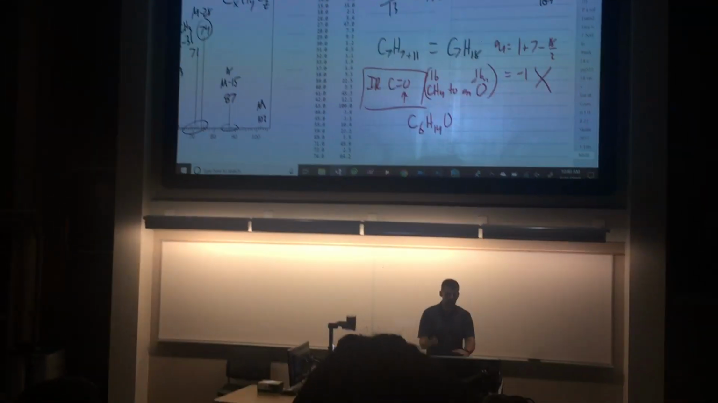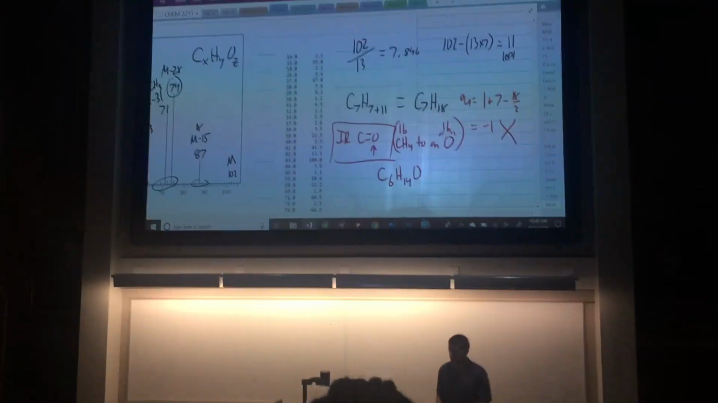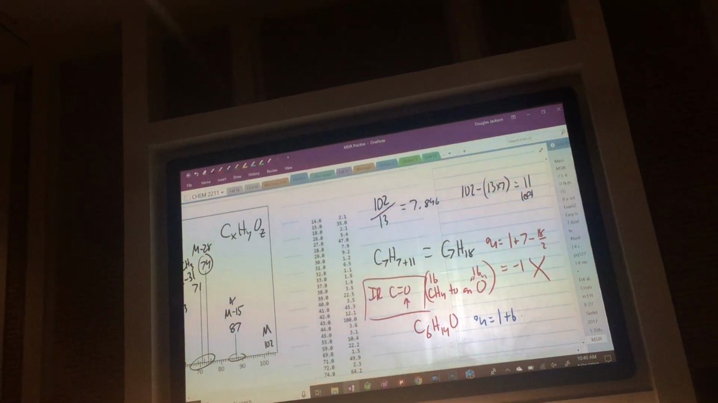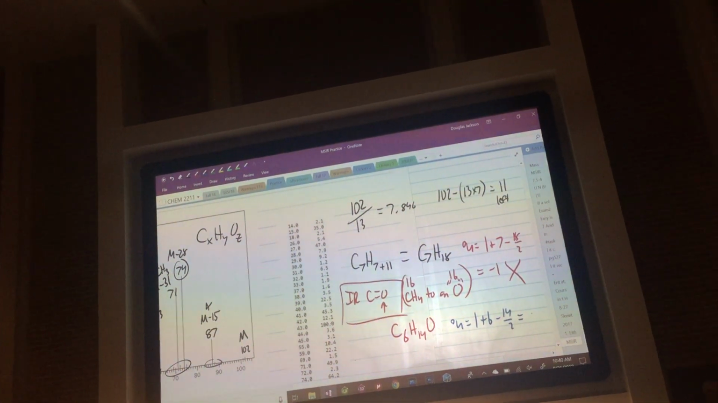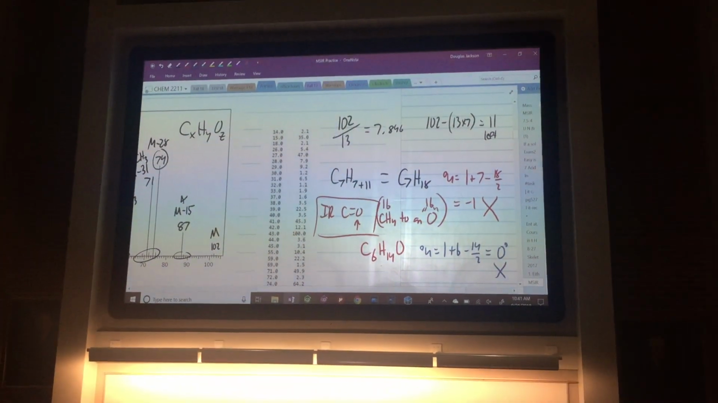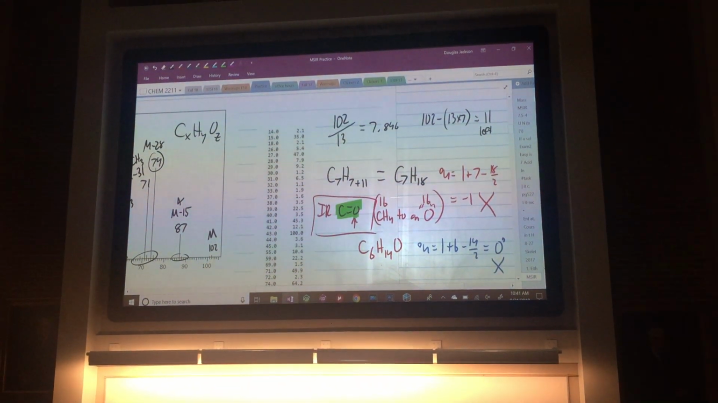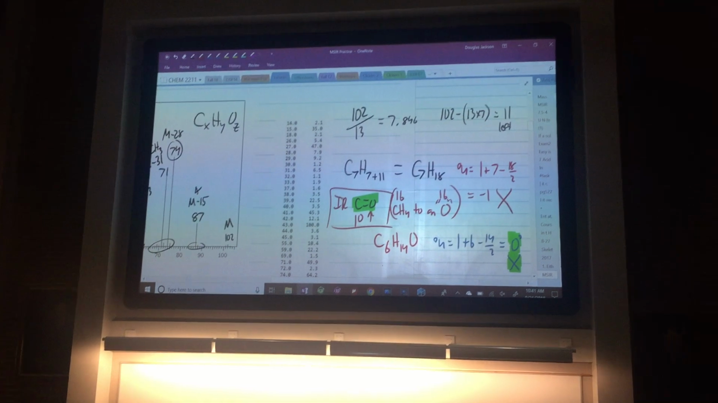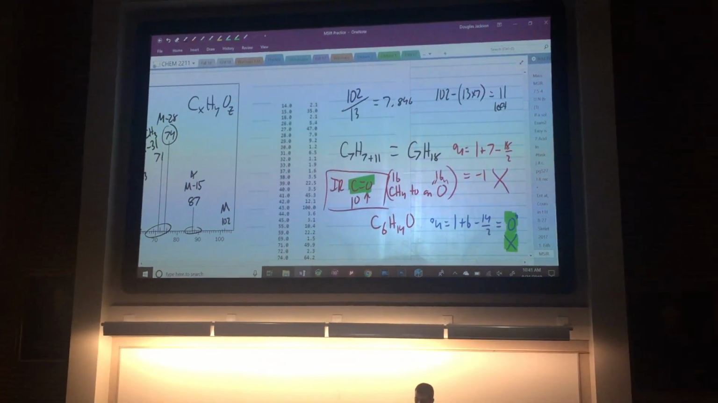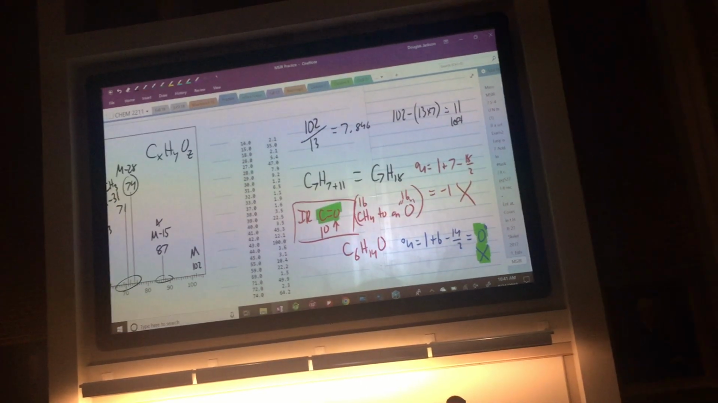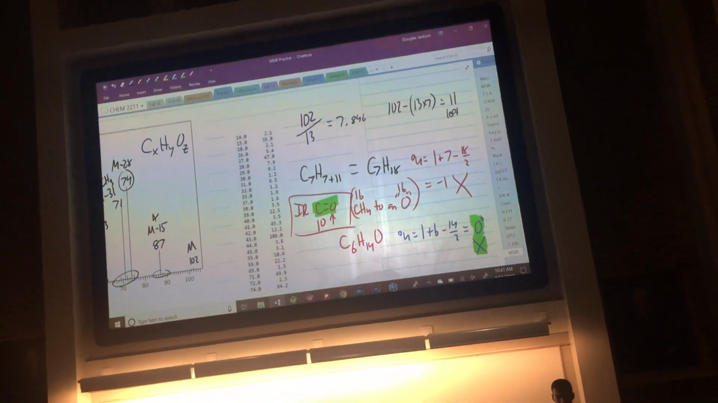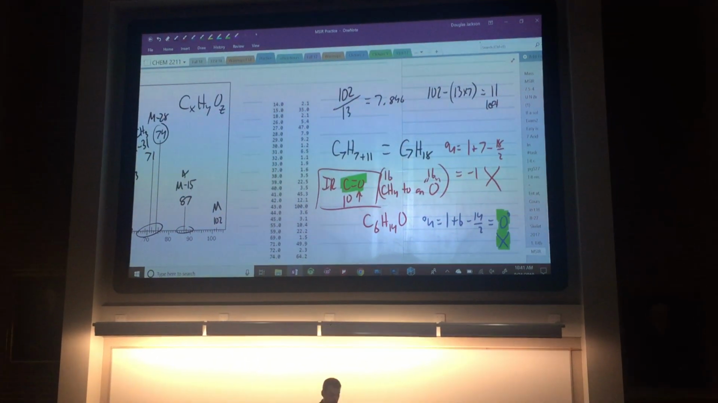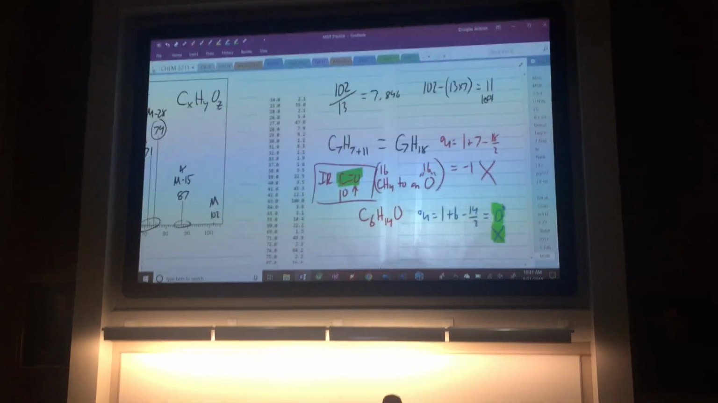If you're worried, check the math again. Does this make sense? Check it again. 1 plus 6 minus 14 over 2 is 0 degrees. That doesn't make sense because we know we've at least got 1 degree of unsaturation. We've got a pi bond, from that oxygen-to-carbon double bond that we saw in the IR. So we know we've still got to account for a degree of unsaturation. So we've got to do something else.